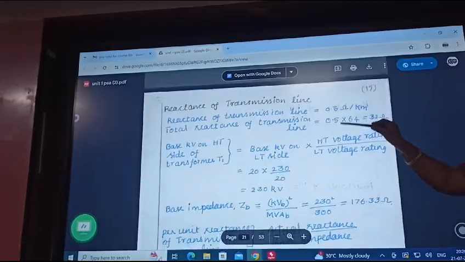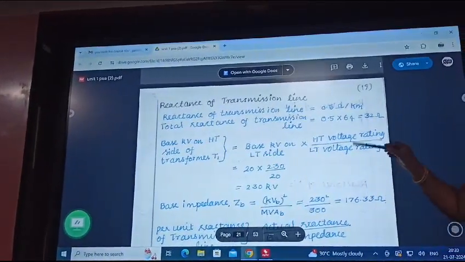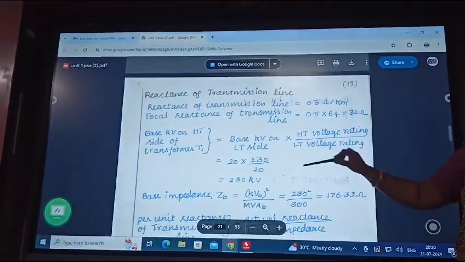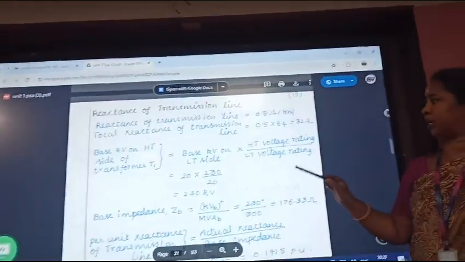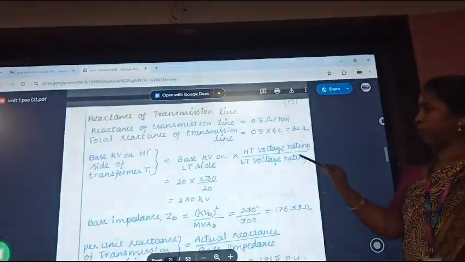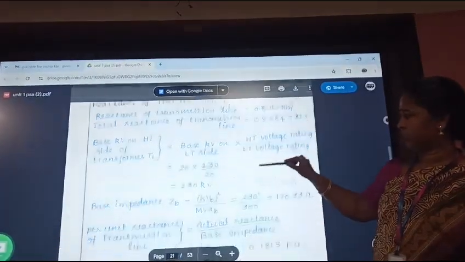Then for the transmission line, before going to it, you must know the base kV on the HT side of transformer T1. With the help of this formula, you find the base kV on the HT side of transformer T1, using the LT side base kV and the HT and LT ratings of transformer T1. If you substitute, you get the base kV as 230 kV.